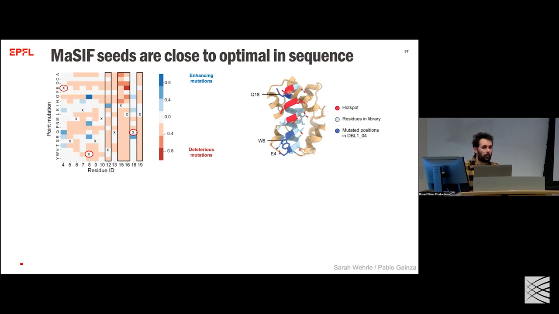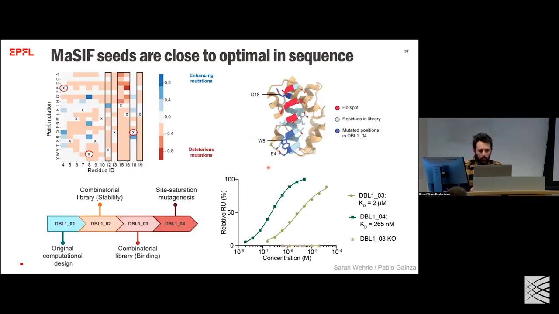Where we saw that there was a lot of improvement to be made was on what we call the ring positions, which are positions that are half solvent exposed, half buried in the interface. And we saw that here, many other residues, in fact, would help us to improve the binding affinity. To give you an idea on how we went through this, we started with something that we could barely measure the affinity of experimentally, around 2 micromolar, and then we could get to something that was already 265 nanomolar.